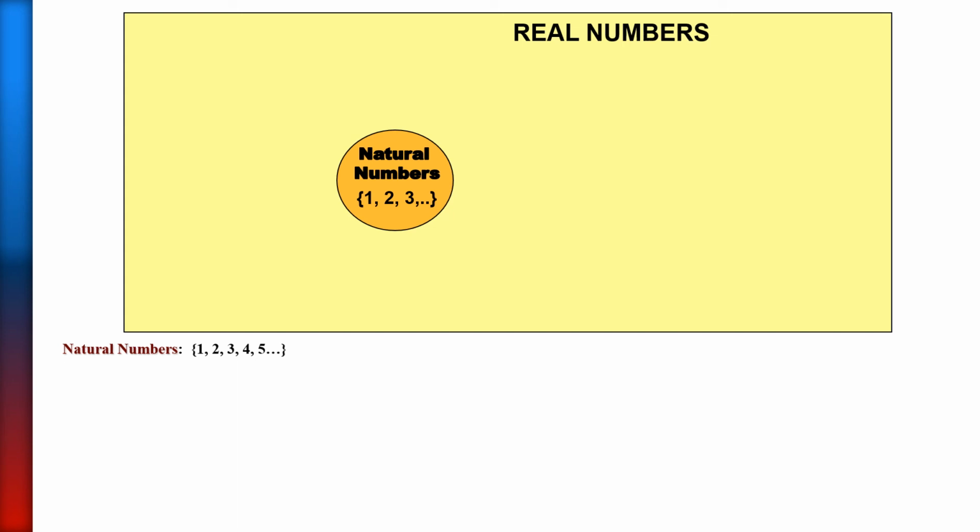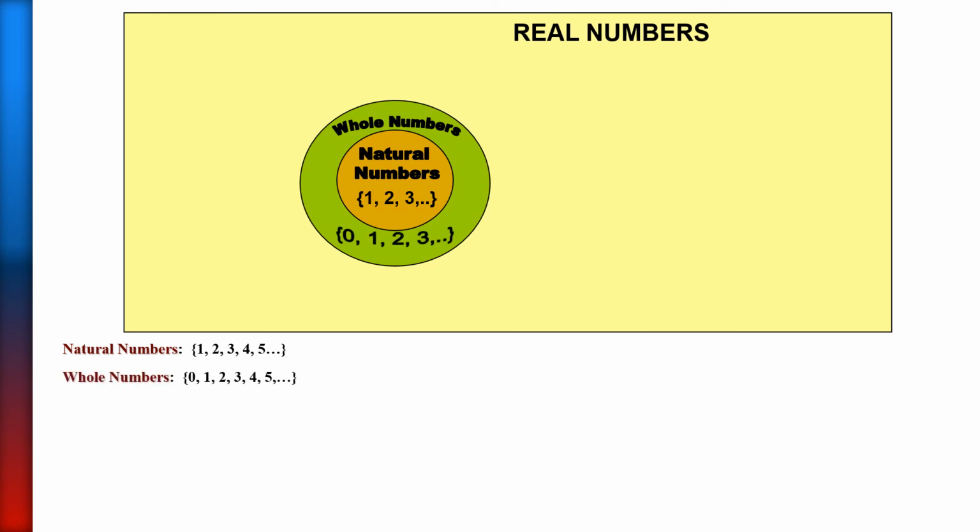Now, the next set of numbers are the whole numbers, and the whole numbers just have one digit more than what the natural numbers have, and that number is 0. When you add 0 to the natural numbers, it is then called your whole numbers, and the whole numbers start from 0, then 1, 2, 3, and so forth. These are your whole numbers.